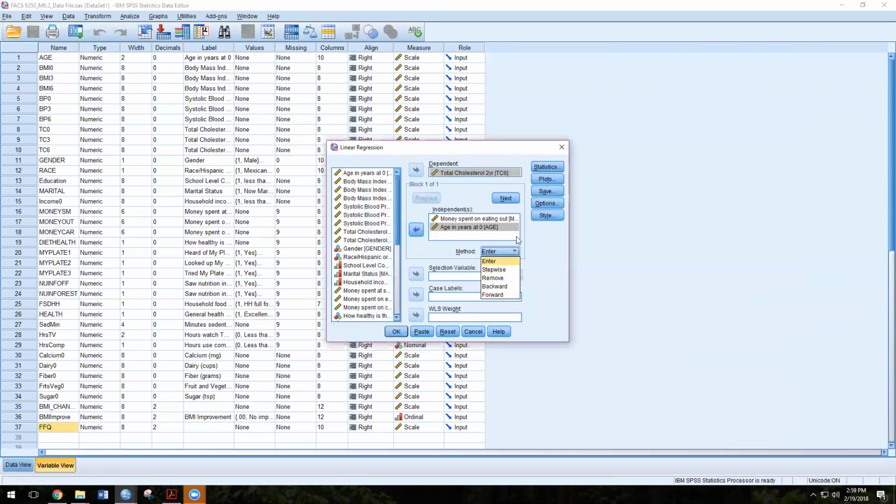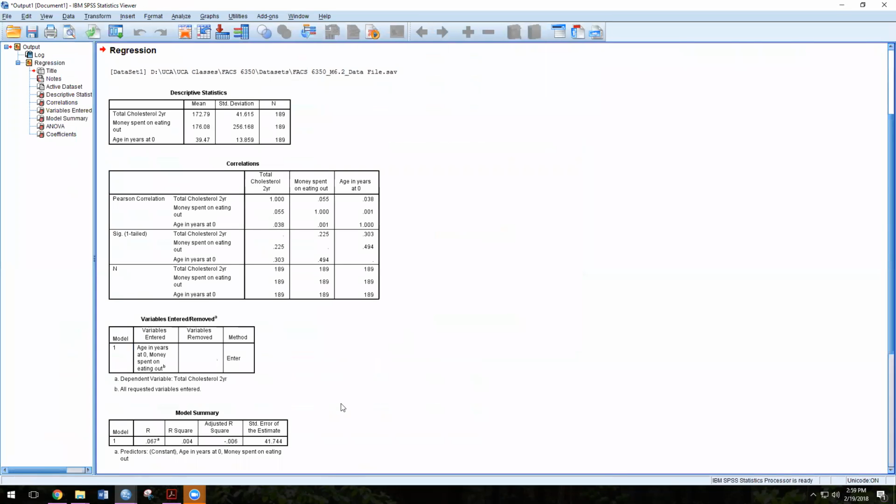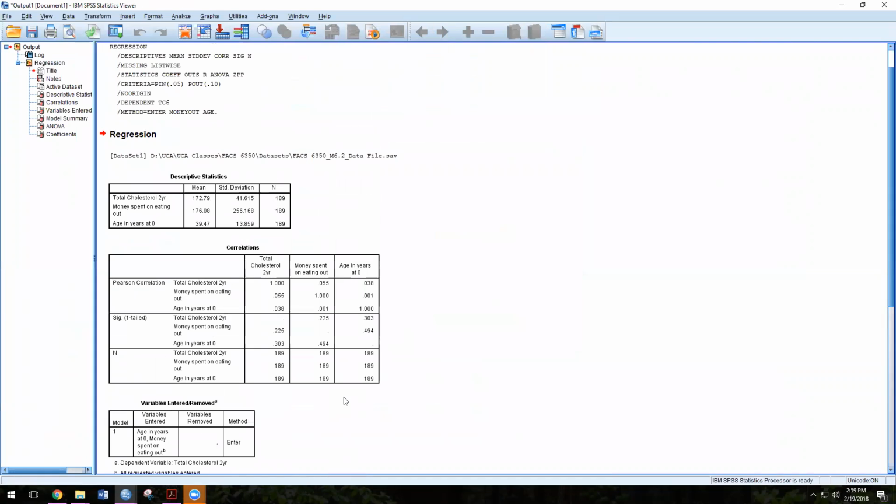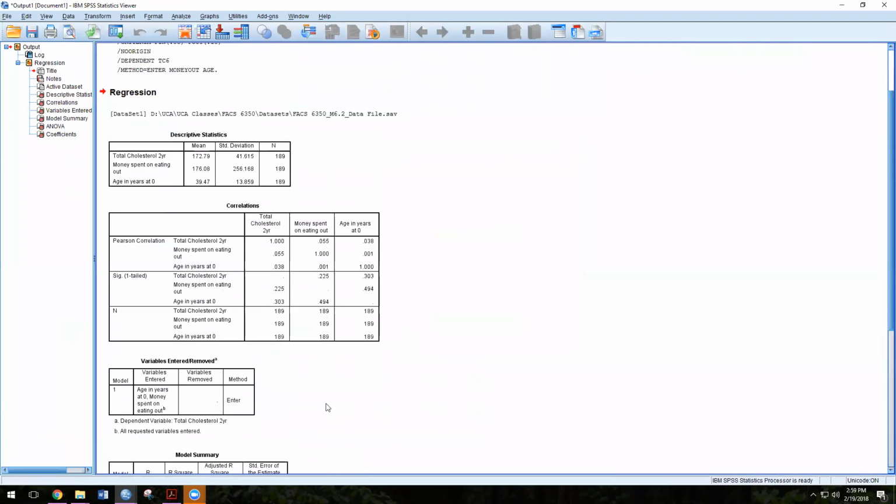If I chose stepwise, I would put my variables in there and then go to my next block and put in new variables. But that's not the way that we're doing it. We're going for enter. So then I would hit OK, and my regression comes up. Remember, I just went straight through. I didn't do any assumptions or descriptive statistics. I just went straight into my linear regression, which is not the way that you should do it, but I wanted to show you an example.